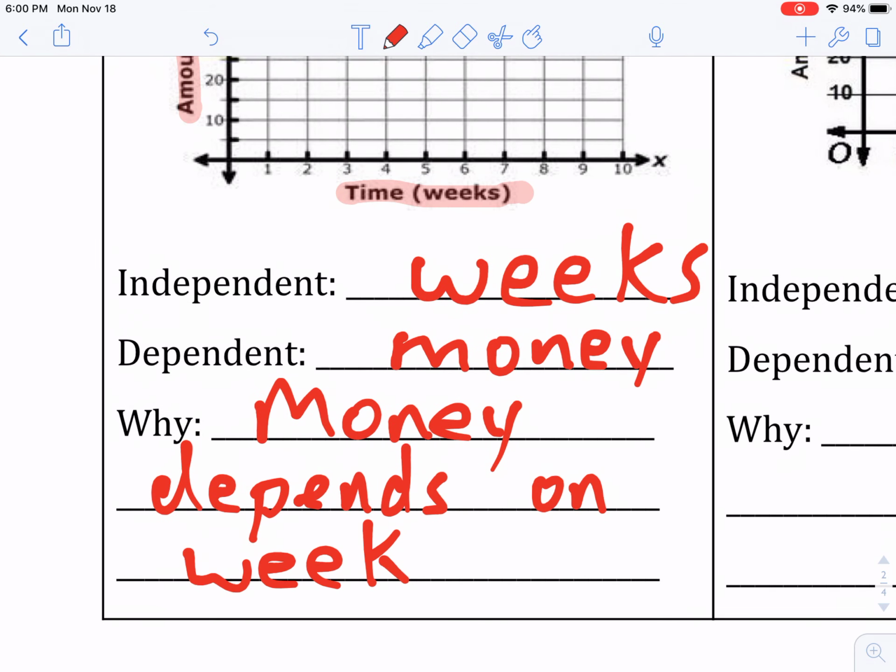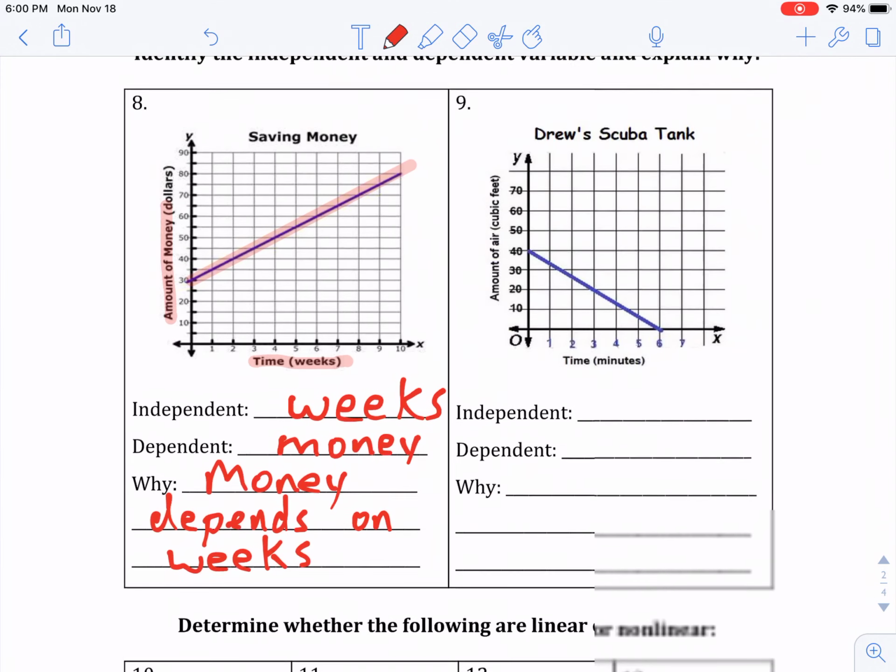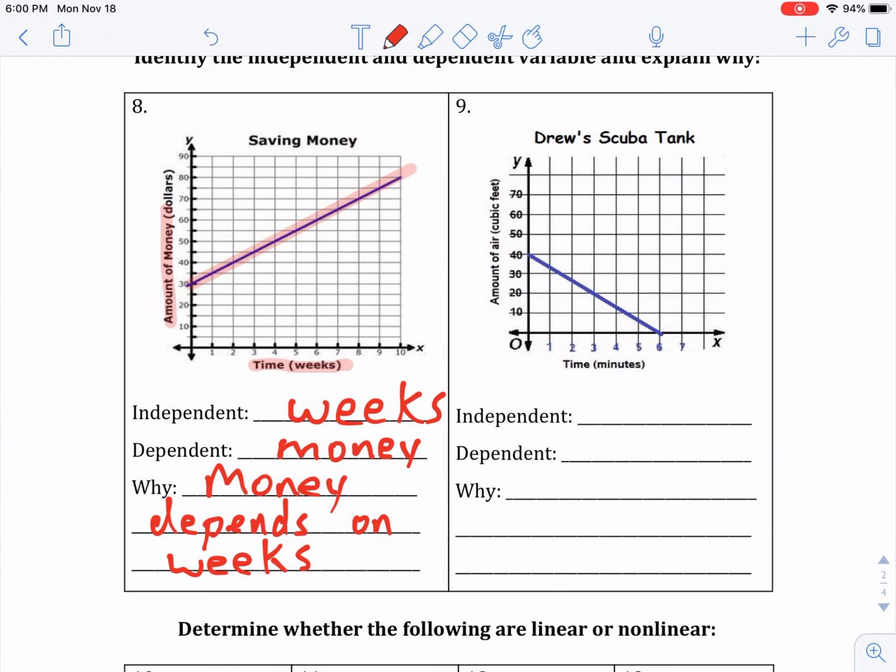And when you look at this problem, just stand back and take a look at it. That would make sense. It's actually titled right here that they're saving money. So they're saving more money as more weeks go by. And so if they put back a set amount each week, which is what is happening here, as the time or the weeks goes by, the more money they're saving.